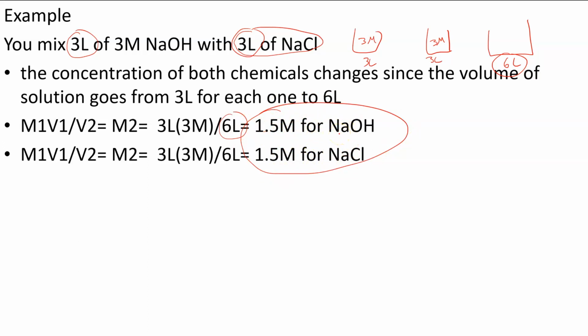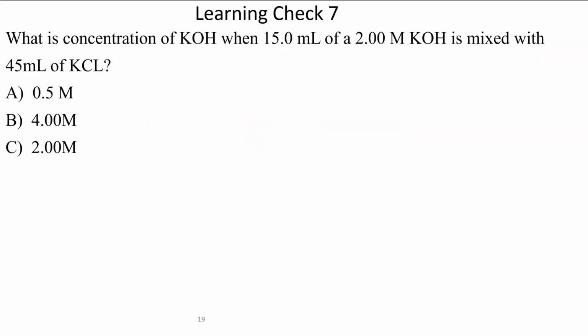So by mixing these two solutions, we've basically changed the concentration. So you could take 2 random solutions that don't really react with each other, put them together, and as a result, you're decreasing the concentration of both because of the fact that the new volume overall is changing.